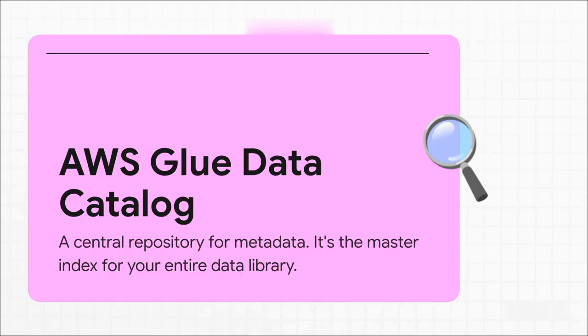Well, in the AWS universe, that card catalog is the AWS Glue Data Catalog. Now, it's important to know, it doesn't hold the actual data, the books themselves. It just holds the information about the data, what we call metadata. Things like what are the table names, what are the columns, and what's the exact S3 path to find it. It is the master index for your entire library.